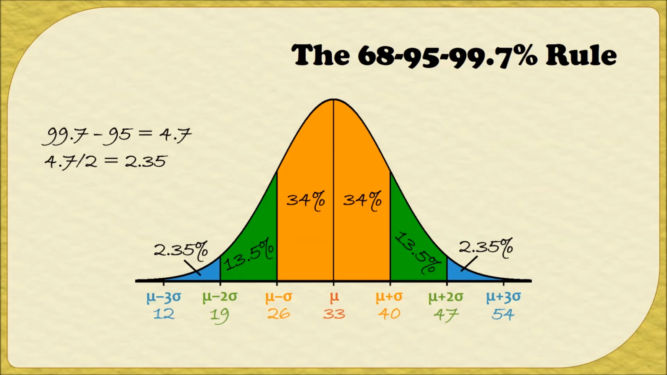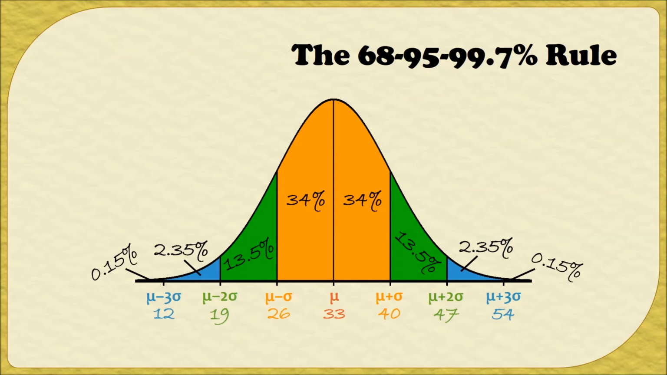In terms of our example, this means that 2.35% of the values would be between 12 and 19, and 2.35% of the values would be between 47 and 54. Now, if I wanted to know the amounts that were beyond 3 standard deviations, I would just take that 0.3% and cut it in half, and that will give me 0.15% on either end of this curve. In other words, 0.15% of the values will be below 12, and 0.15% of the values will be above 54 for our example. Please note that this is 0.15%. That doesn't mean 15, it means 0.0015.